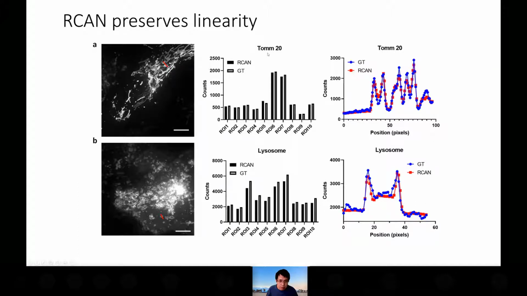This holds in both Tom20, which labels the mitochondrial outer membrane, as well as lysosome, and we also examined the line profile of different regions. In the examples I showed here, in both cases, the fluorescence intensity from the RCAN image matches the ground truth images. So these results suggest that indeed we can utilize the counts information from the restored images, because those are important for some of the quantification in fluorescence microscopy.